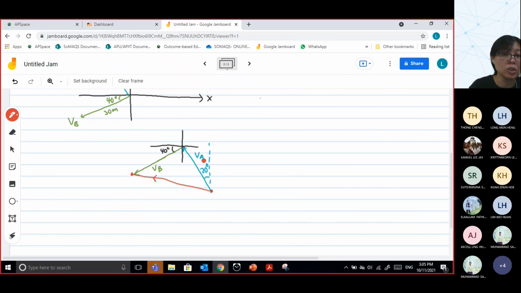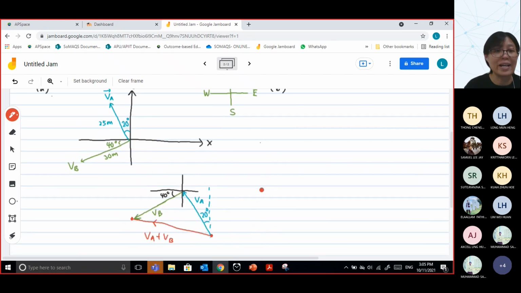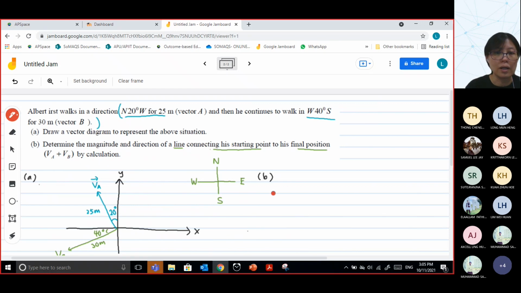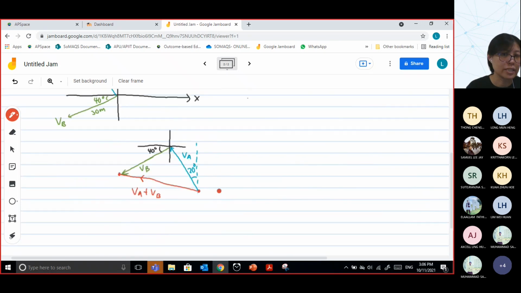Can you still remember the nose to tail? For this case, the red line is actually VA plus VB, the vector of VA plus VB. That's what you are looking for. So basically, you are adding two vectors. Do you understand? I give you a few seconds to digest this diagram. Why is it VA plus VB?